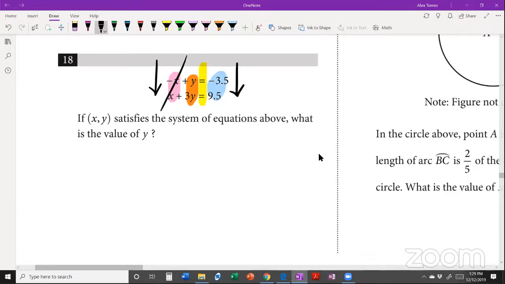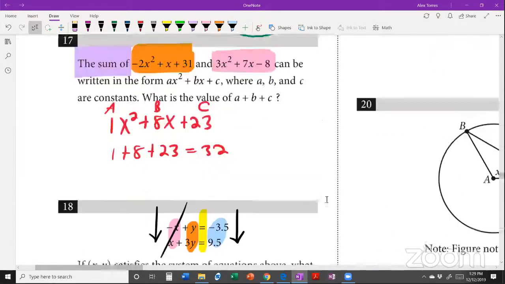The x's cancel. Y plus 3y is 4y. Negative 3.5 plus 9.5 is 6. 4y equals 6. Divide by 4 on both sides. You get 6 over 4, which is the same as 3 over 2, which is 1.5. So on this question, you could bubble in 3/2, or you could bubble in 1.5, and they'd both be correct. So going to number 19 now.